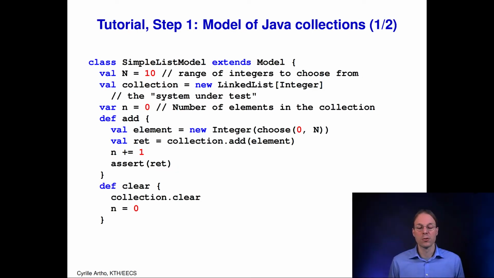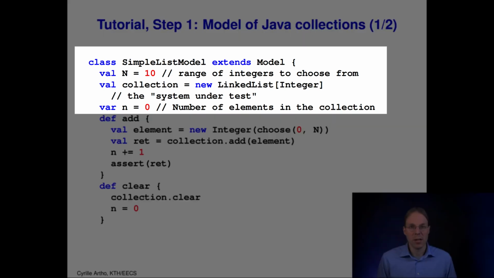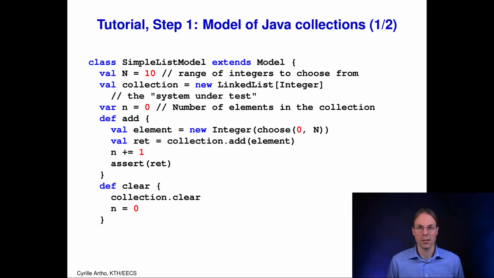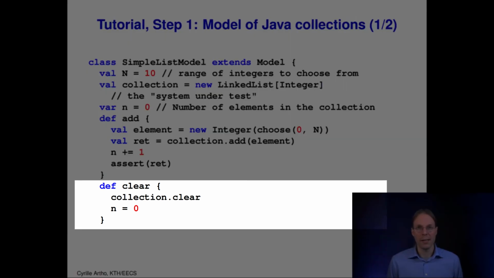The first part of the tutorial, which I'm going to explain here, is a simple list model. In this simple model, we define the operations to add elements to a list and remove them and check the size of the list. Because we want to interface with a real data structure, we actually create one instance of the real list in the model. We then define an operation that adds a random number between 0 and 9 to the list and also maintains a count of how many elements we have in the list. Further down, we define a clear operation that deletes everything in the list and resets the count to 0.